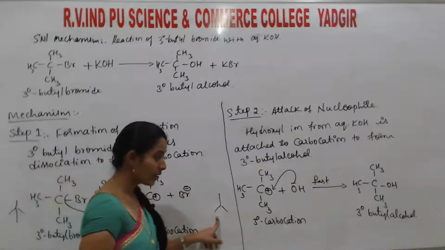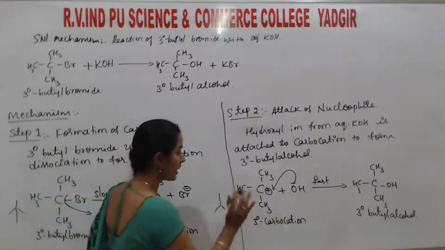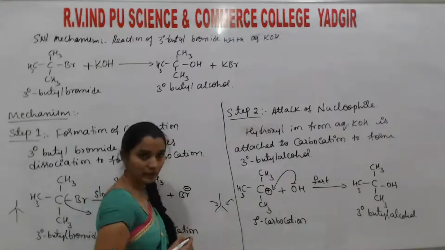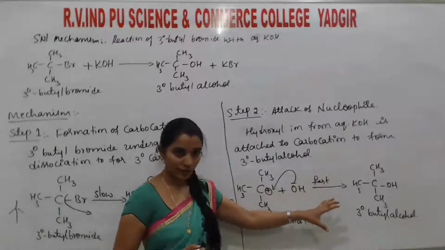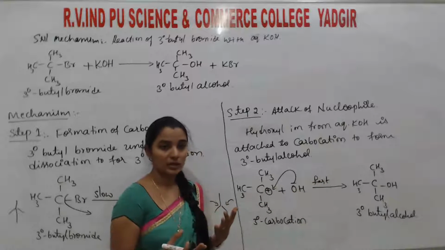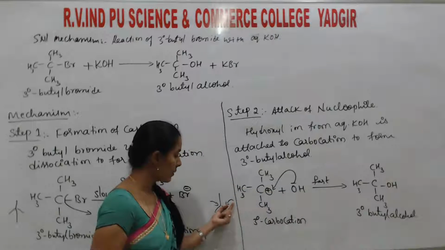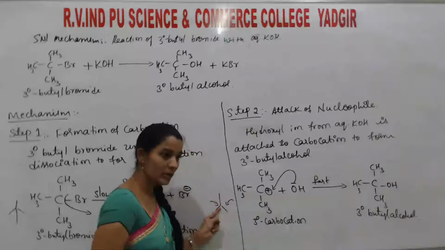So when this is in a triangle, planar shape, there may be a chance of attack of OH from this side or this side. But I wrote here, this is enough for you. I am telling you the possibilities. So the attack of OH may take place from this side or this side.